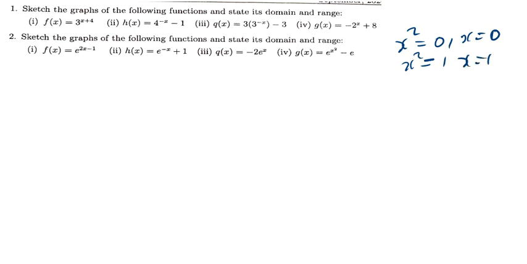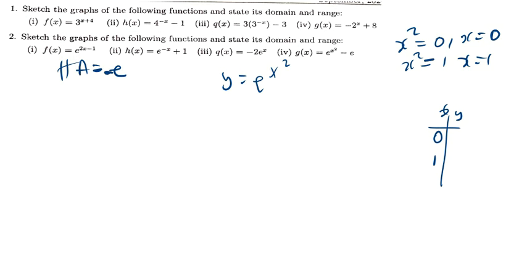What is the horizontal asymptote? The horizontal asymptote now is negative e. Okay? So I'll have my coordinates x, y. I've got 0 and 1. So y is equal to e raised to the power x squared minus e. Y is equal to, where there is x, when I put 0, 0 squared is 0. Any number to the power 0 is 1. So it will be 1 minus e. Just put 1 minus e, just like that is fine.